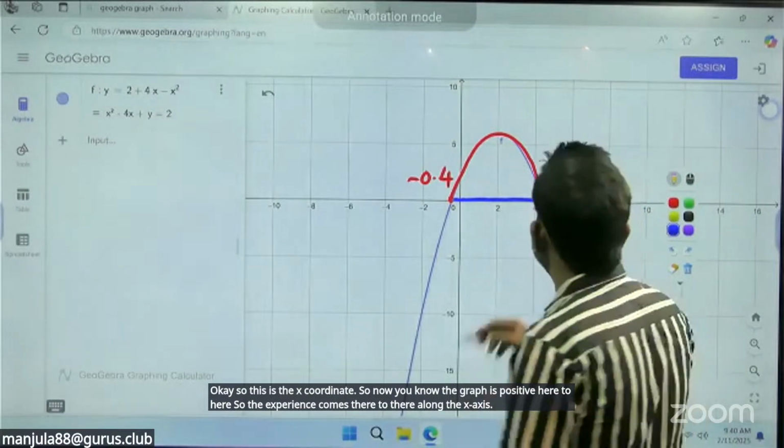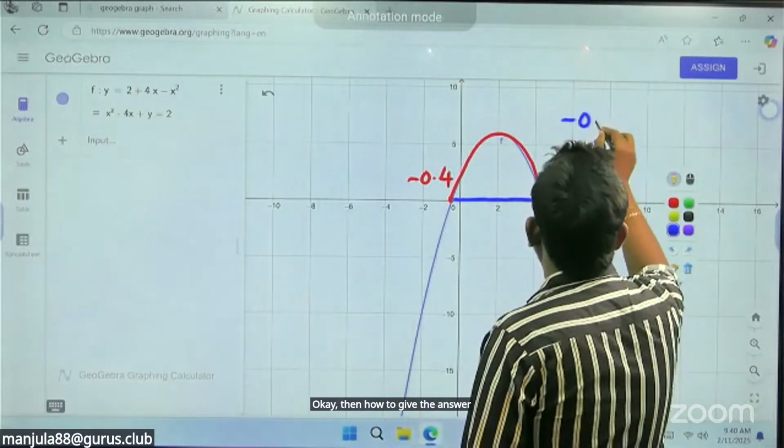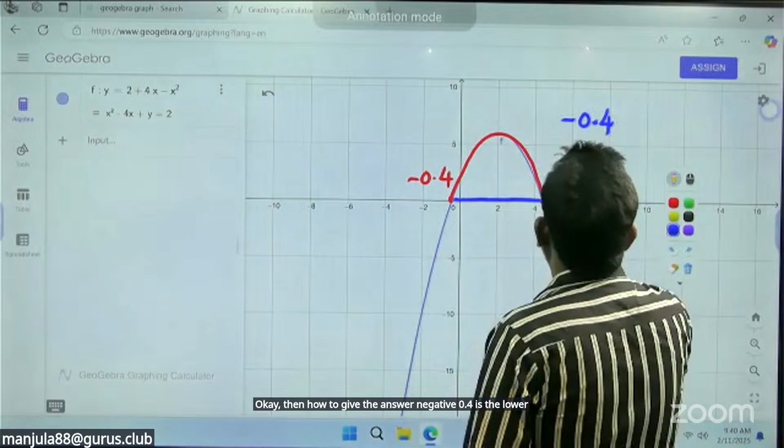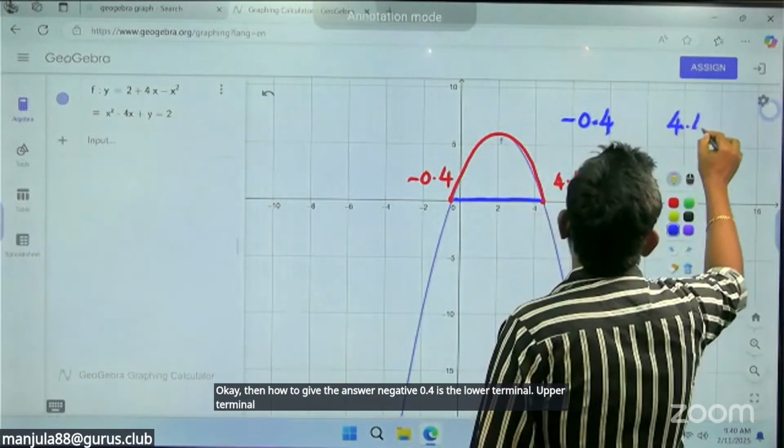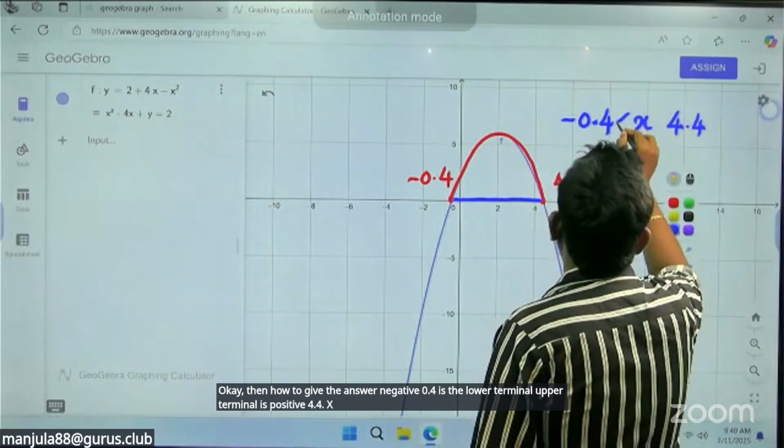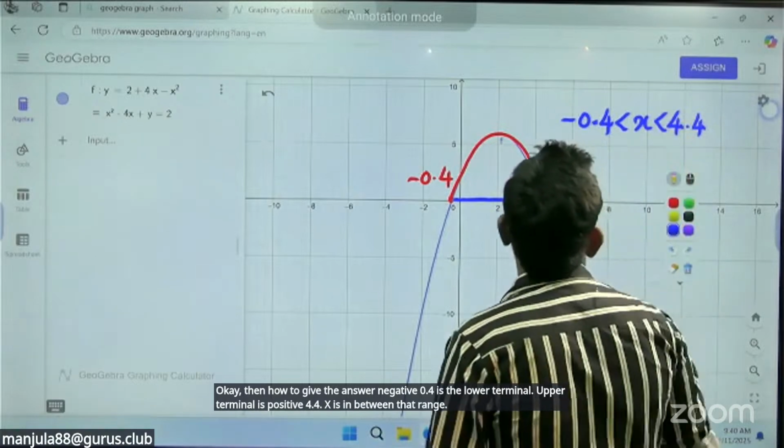Okay, then how to give the answer? Negative 0.4 is the lower terminal. The upper terminal is positive 4.4. X is in between that range. Okay.